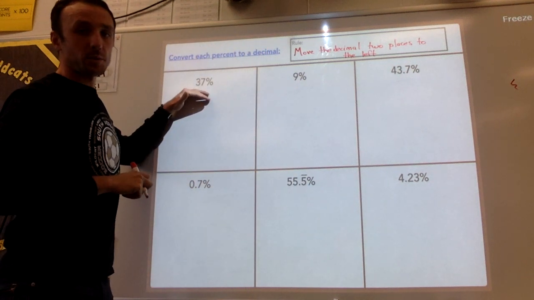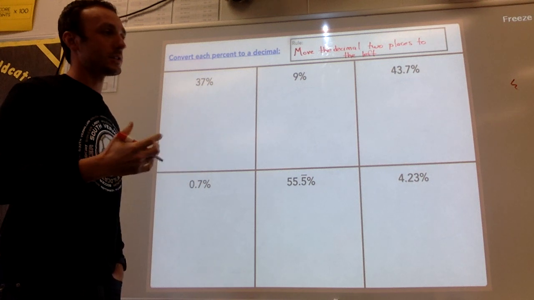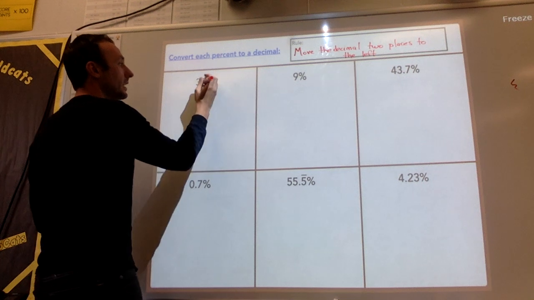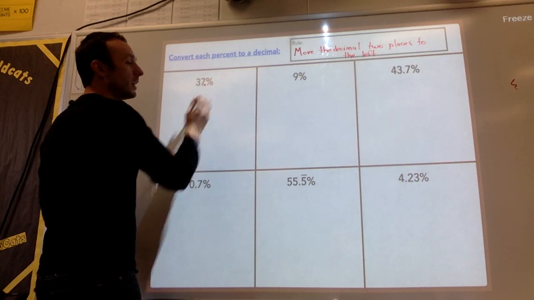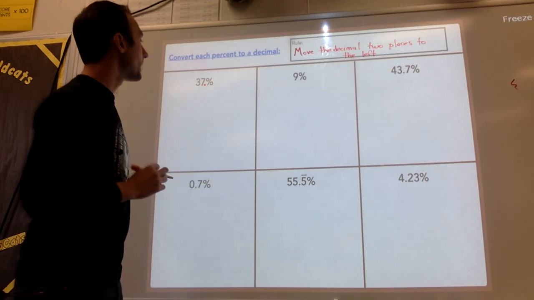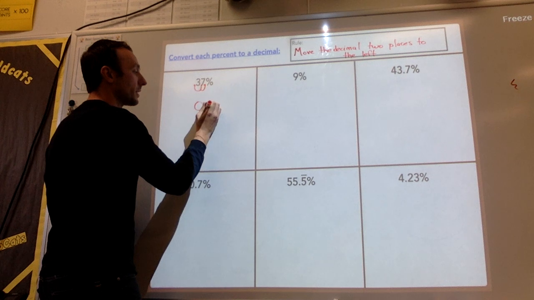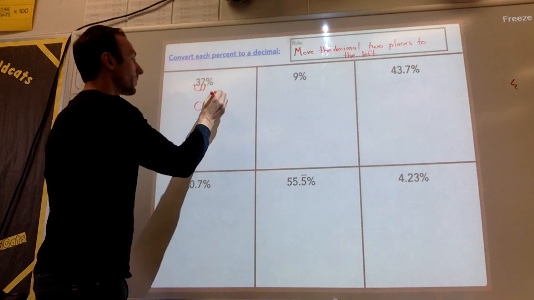So 37% right here. 37 does not have a decimal, and it's a percent, but just like a whole number without a percent sign, if we don't see a decimal, it's still at the end. To change 37% into a decimal, I'm going to go 1, 2 swoops. So this is going to be the same as 0.37. Move it 2 places to the left.